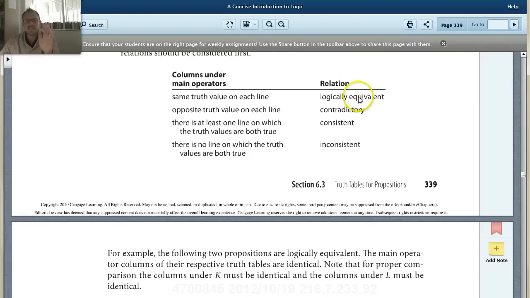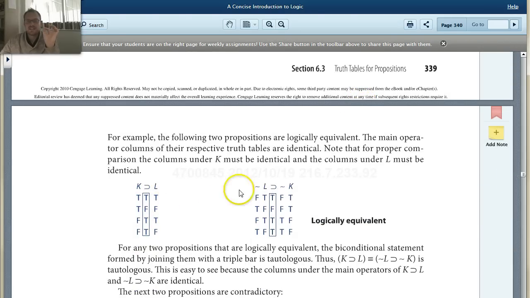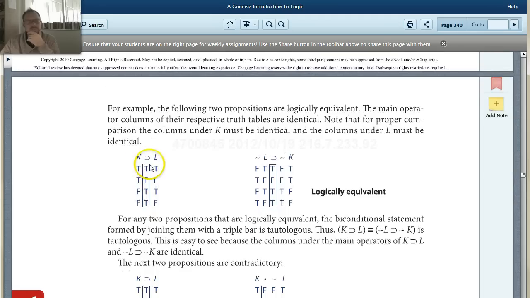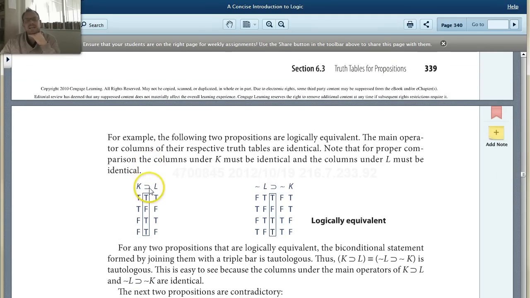Logically equivalent statements have the same value on each line. So take a look at this one. You have K then L, and then you have not L, therefore not K, right? You can see why it's so important to label everything consistently. See how the K here is true, true, false, false? And see how this K is true, true, false, false? Make sure to label everything correctly, because I guarantee you, someone watching this video will make that mistake on their test and get the wrong answer. I want to warn you not to do that.